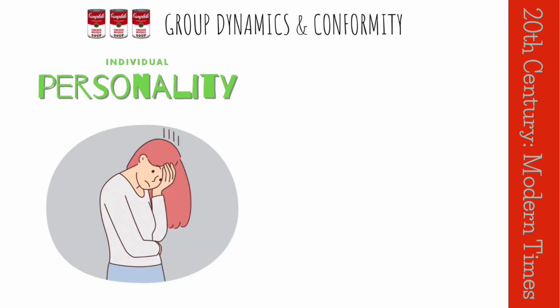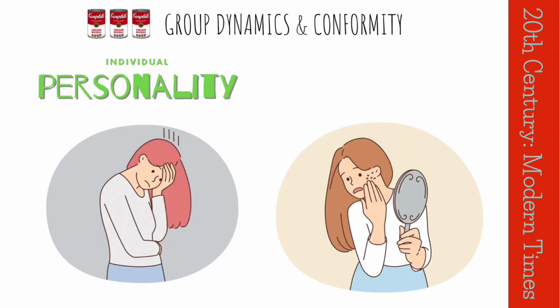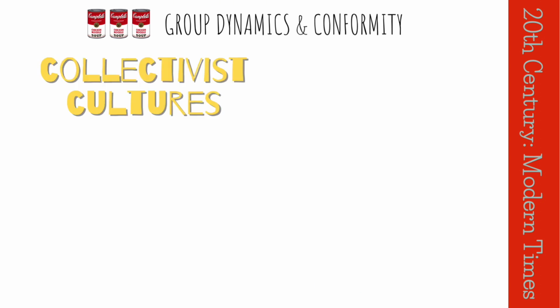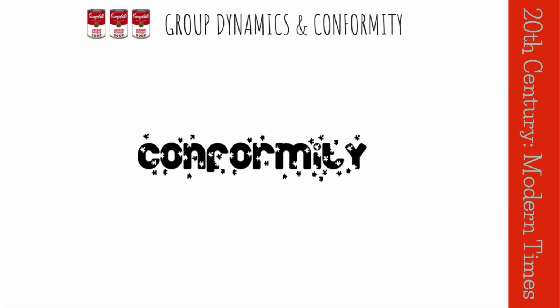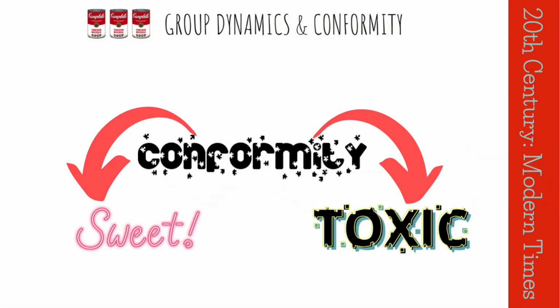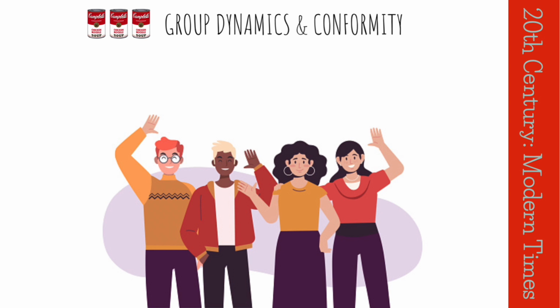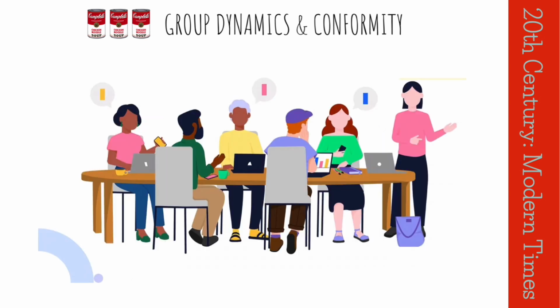For example, people who are more anxious or insecure are more likely to conform. Finally, cultural context can also play a role in conformity. In collectivist cultures, which place a high value on group harmony, people are more likely to conform than in individualist cultures. Conformity can have both positive and negative consequences. On one hand, it can help us to fit in and be accepted by others. It can also help us to learn new things and to make better choices.